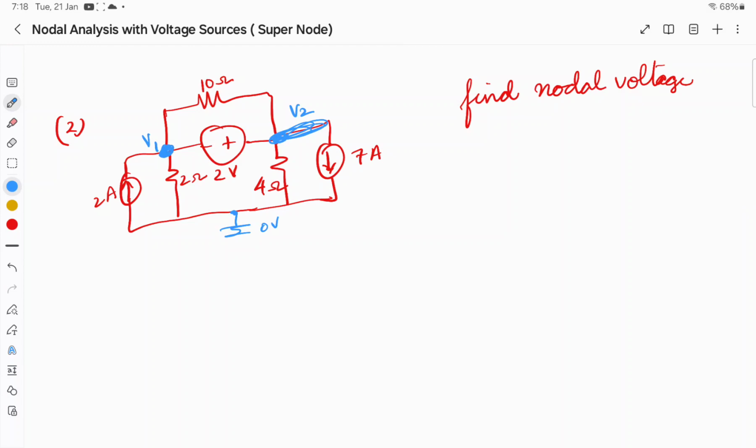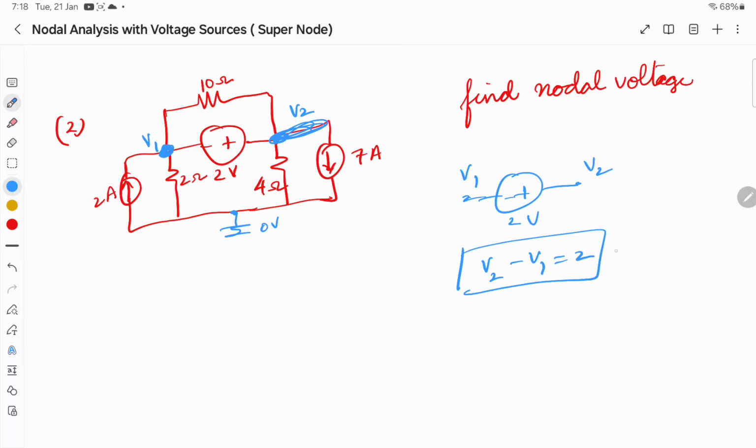Now you see, does this circuit have a super node? Yes, you can clearly see the 2 volt is between node 2 and node 1, right? So obviously you can write V2 minus V1 as 2. This is the equation 1. Okay, so this is the super node.